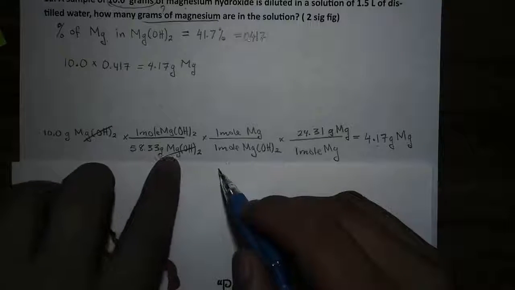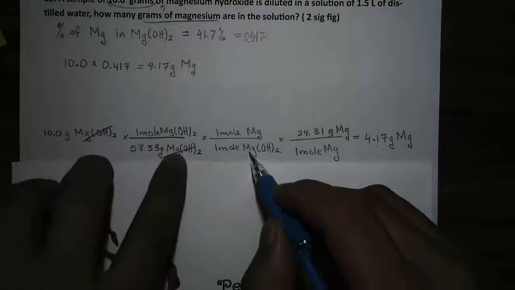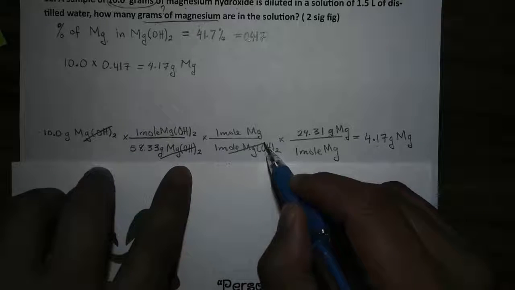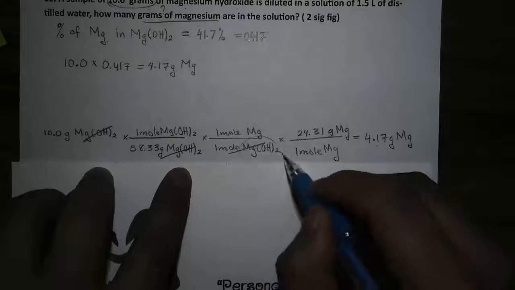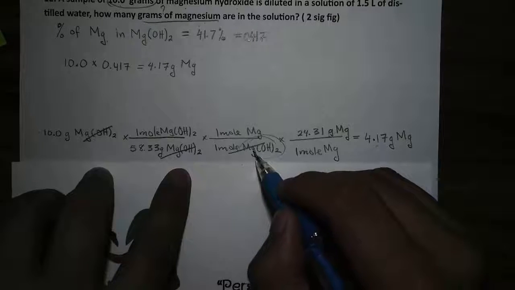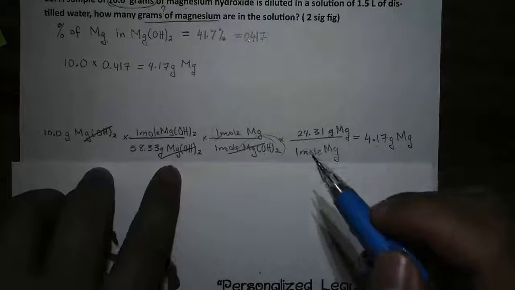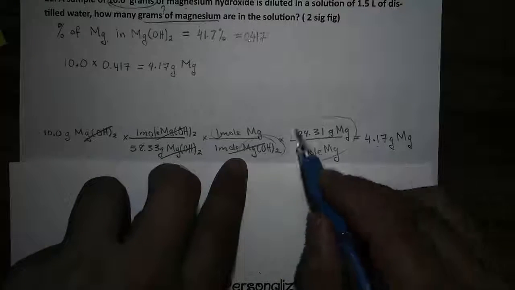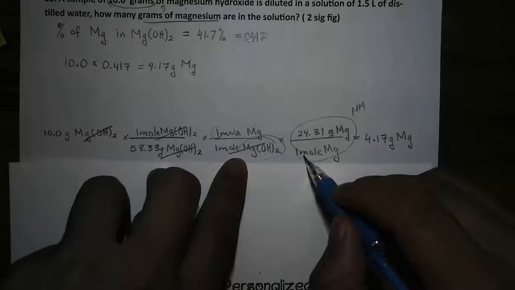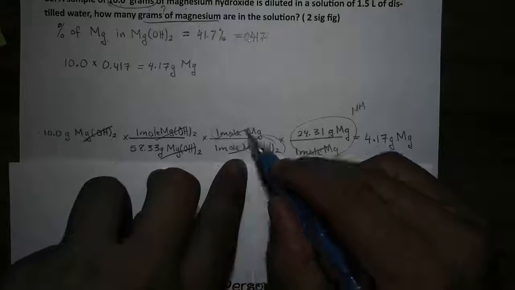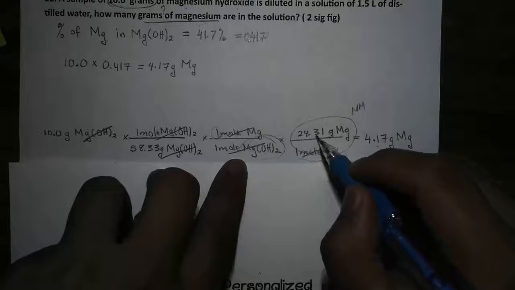Notice how the grams of magnesium hydroxide cancel out, giving us moles, and this is the mole ratio coming directly from the chemical formula itself. We have 1 magnesium in the compound of magnesium hydroxide. That's where this 1 is coming from. So moles of magnesium hydroxide cancel out, then give us moles of magnesium, and of course we can look at the molar mass of magnesium, where the moles go on the bottom to cancel out with moles of magnesium, and the mass is 24.31.